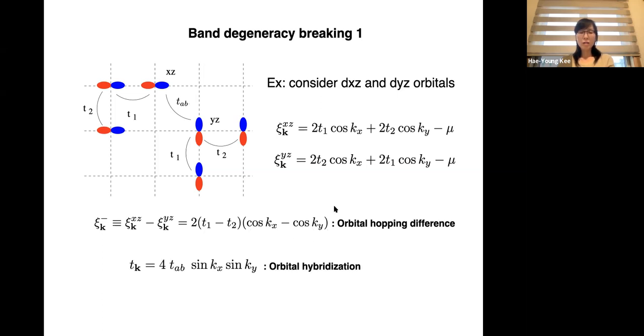And another one is this TAB here. That is the orbital hybridization. So TAB here will generate the 4 times TAB sine kx sine ky. So this is just taking into account nearest neighbors and second nearest neighbor. One can add third nearest neighbor, fourth nearest neighbor. It really doesn't matter, even though they get smaller. These are the terms that will break the band degeneracies, both of them.